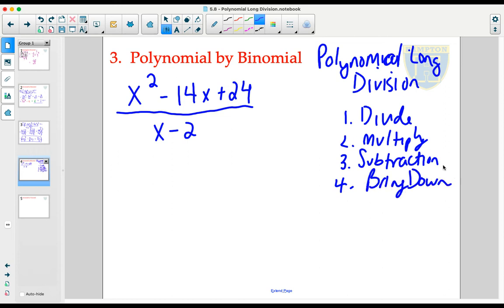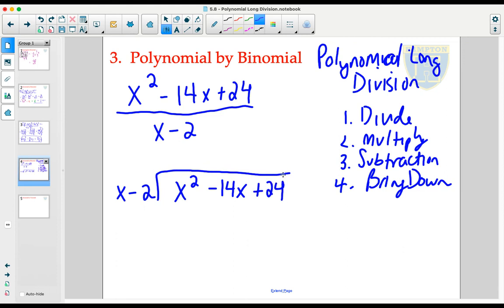So let's look at what this division looks like if we wanted to do it long division wise. X minus 2 is our divisor, so it goes outside of the polynomial x squared minus 14x plus 24. Right now, this should not look any different than normal long division. We have a divisor on the outside and the dividend on the inside, and we're going to look to see how many times that divisor goes into that dividend.